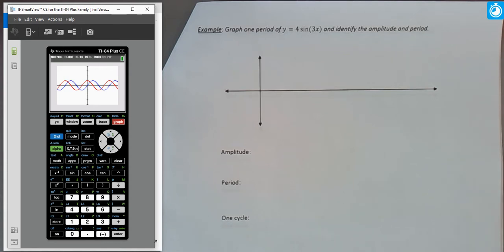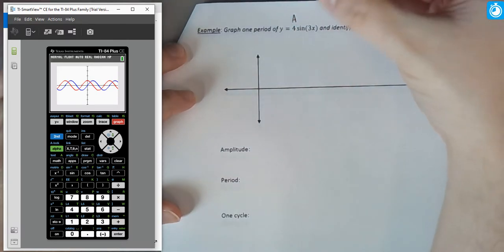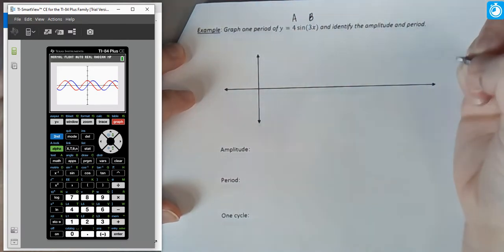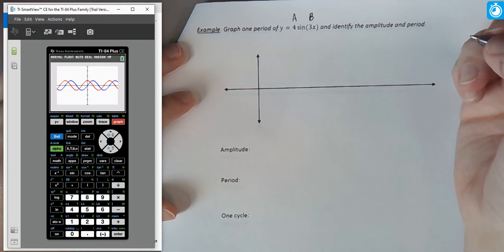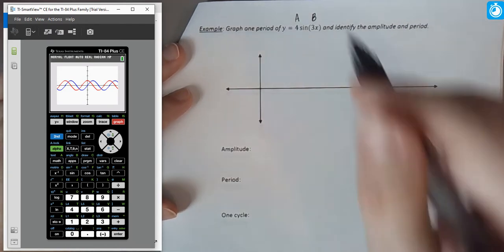So we want to graph one period of this transformed function, y is equal to 4 times the sine of 3x, and then we want to identify the amplitude and the period of this function. So we're going to actually start by identifying the amplitude and the period. So notice in this case, we have a value for A, and we have a value for B, and we don't have anything for C or D, so the corresponding transformations there are not going to apply in this case.